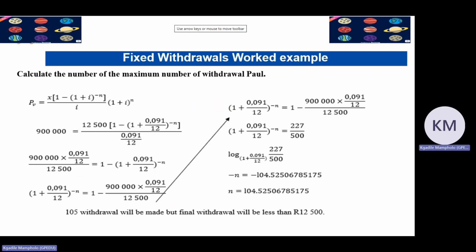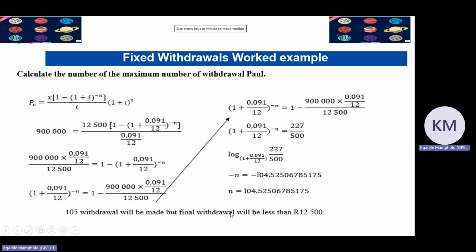As I said, we still use the present value formula, and here there was a mistake. This part should be removed. The interest will just be the present value formula as it is. Then your present value will be 900,000, and this will be 12,500. Then you calculate the n as we did. Cross multiply, you have this come this side, you see 1 minus that, then you get that. Then your n will be 104 point something.